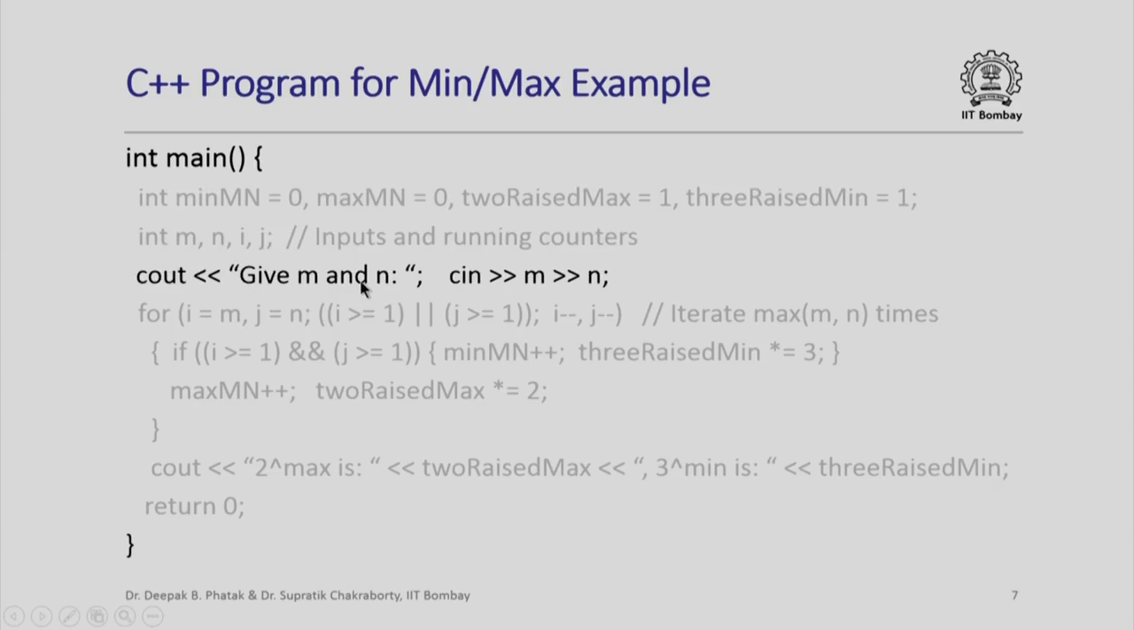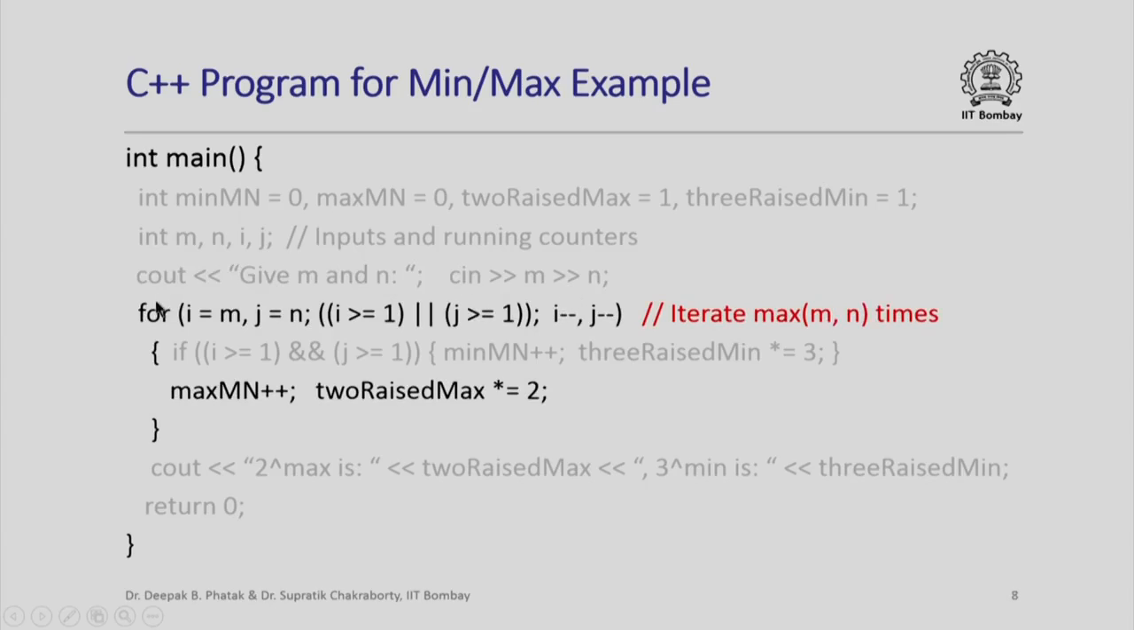I first ask the user to give me the values of m and n, and I read them in. Then I create one single for loop in which, in the initialization part, I have used 2 assignment expressions separated by a comma. Recall that this becomes one compound expression in which the component expressions are evaluated from left to right, and when these assignment expressions are evaluated, as their side effect, the value of m gets assigned to the variable i, and the value of n gets assigned to the variable j. So as a result of evaluating this compound expression, I have effectively initialized the values of i and j to those of m and n through side effects.